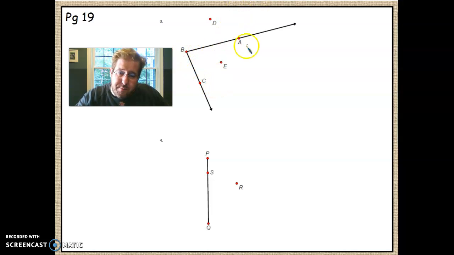Number 3, so we've got angle ABC is an acute angle with point E inside of the angle and point D outside of the angle.